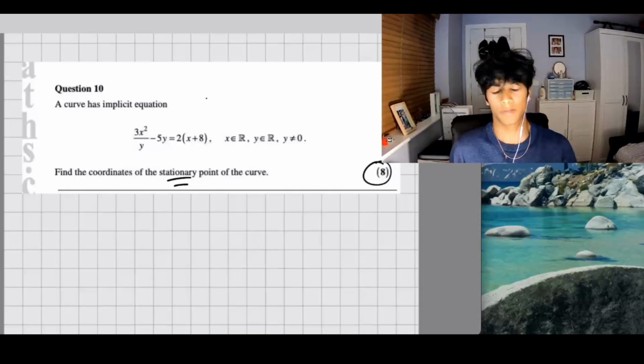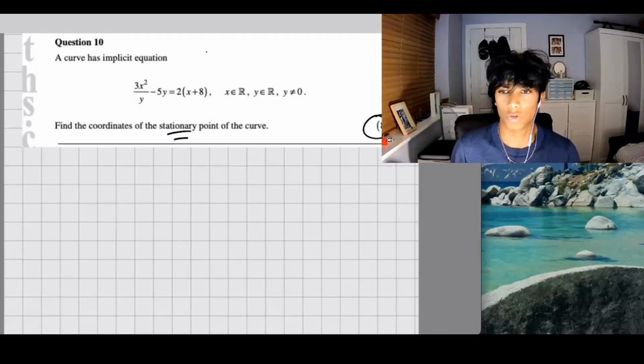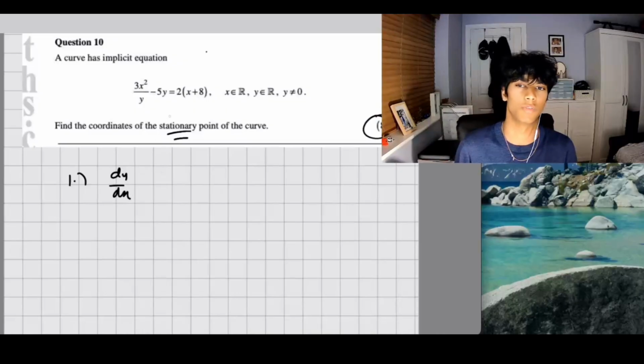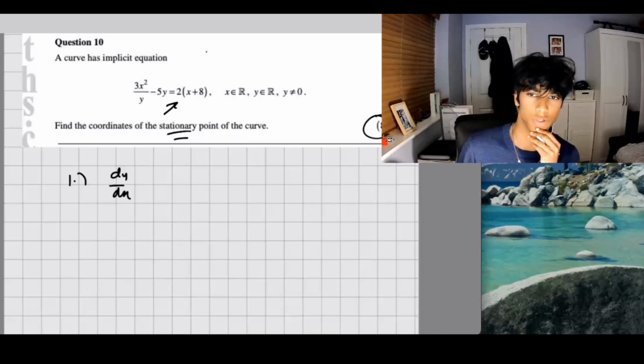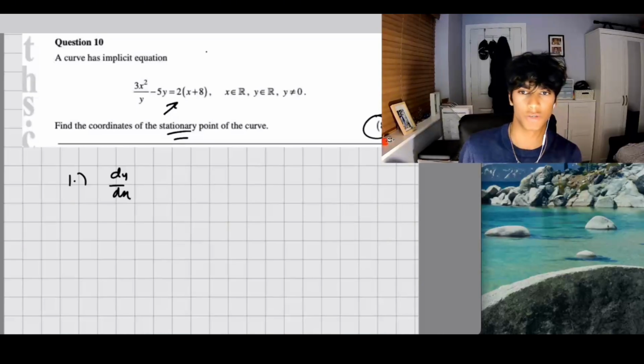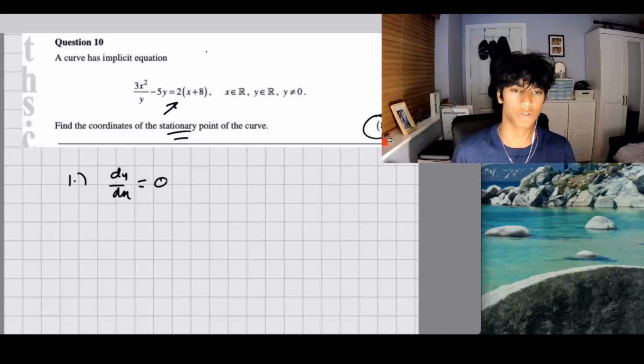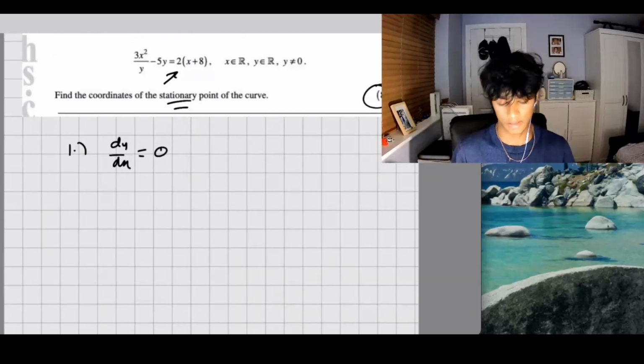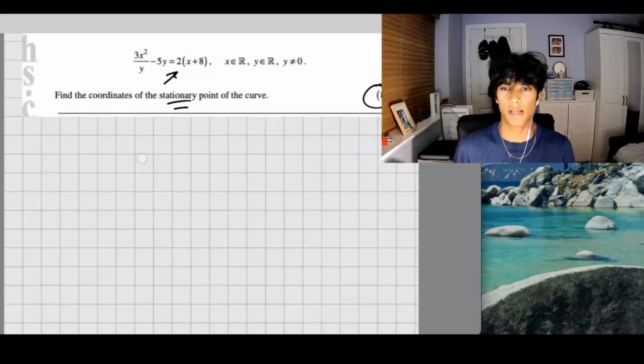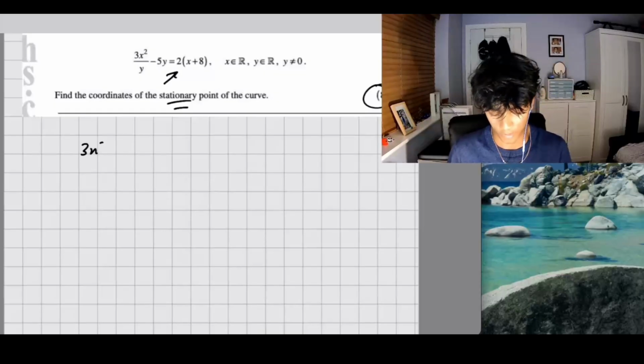Well, yeah. Carrying on. So the knowledge for this: first of all, you need to find dy/dx, the gradient function of this equation, and you need to essentially find the stationary point. That's when the gradient function equals 0, and that's what you're going to input once you find the gradient function. So yeah, let's begin. So we have this.